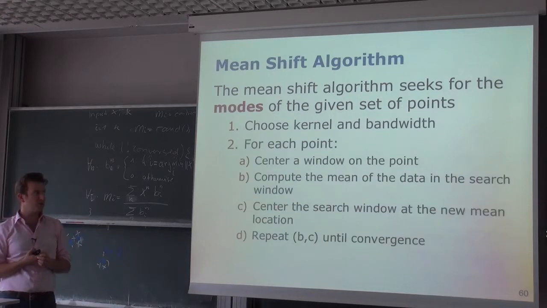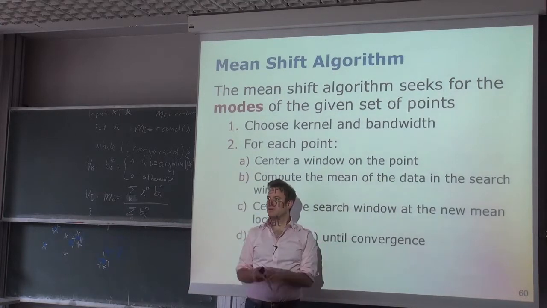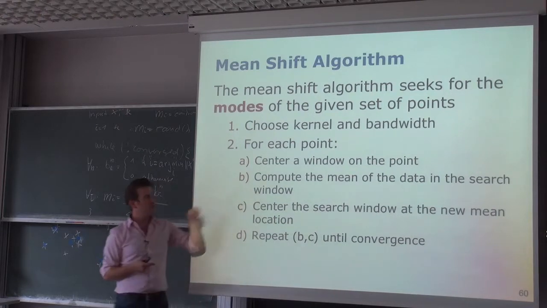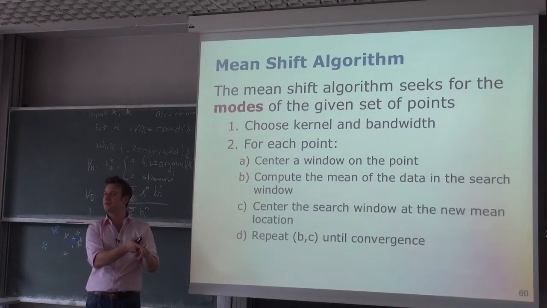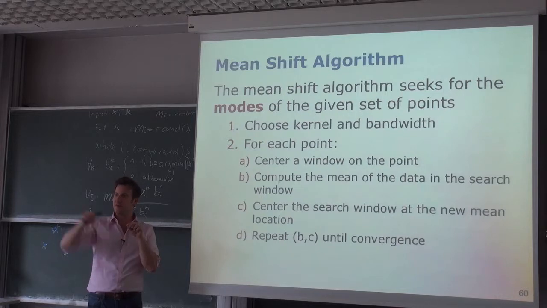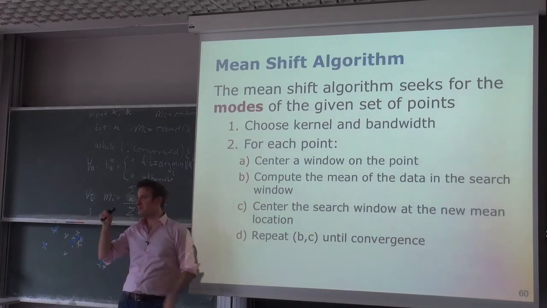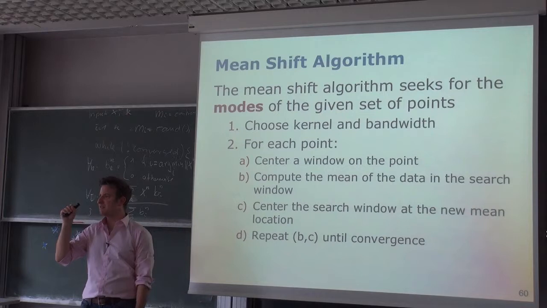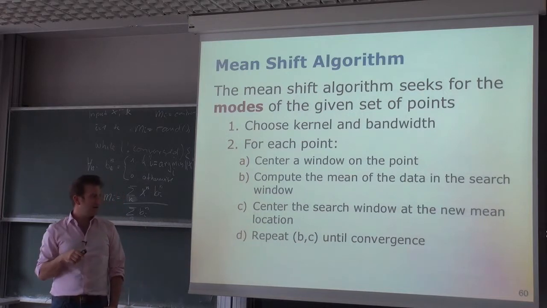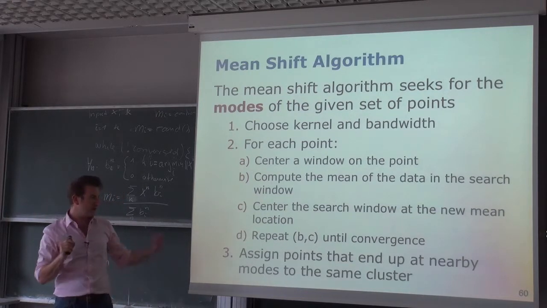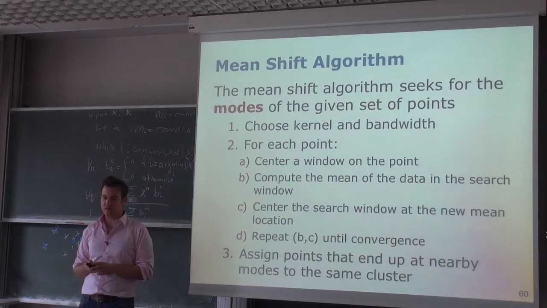So I choose the kernel and bandwidth, and then for every one of those data points, I start with my window at that point, so this was the first circle. Start at every data point. I compute the mean shift and move towards the mode, so I move along the mean shift vector to my new position. And I repeat this process until the mean shift vector is zero, so the mean doesn't change anymore, or more or less doesn't change anymore. Then I store this mode and assign this point to this mode. Do that for every point, and then I check how many different modes I actually ended up with.